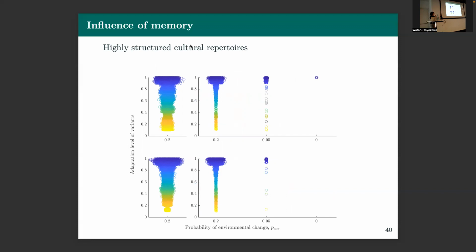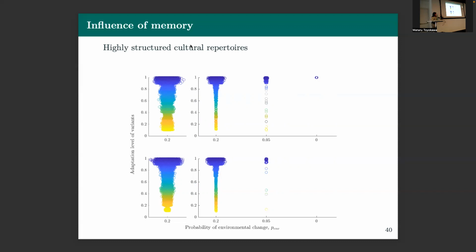And now look at this situation. Now we have much less variants adapted to the alternative environment. And that's okay, because in some sense, we don't need everyone to have a variant adapted to this alternative environment. It actually needs only one individual, because our propensity for social learning is high.